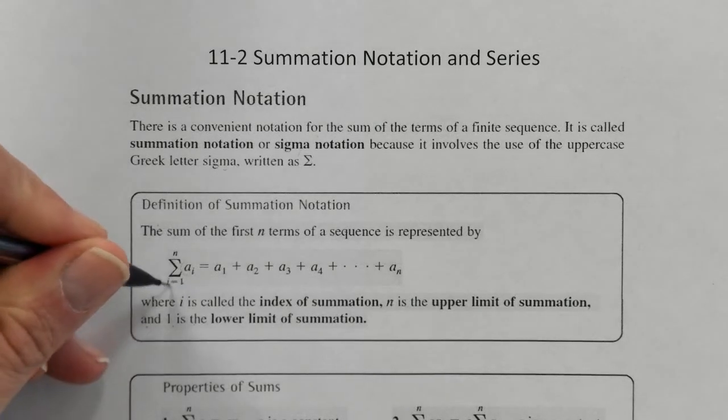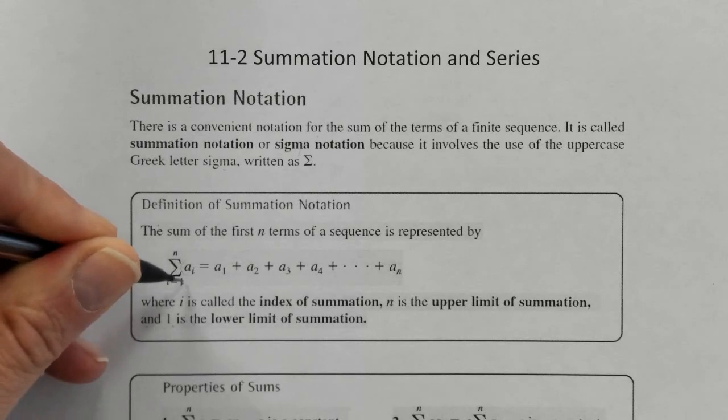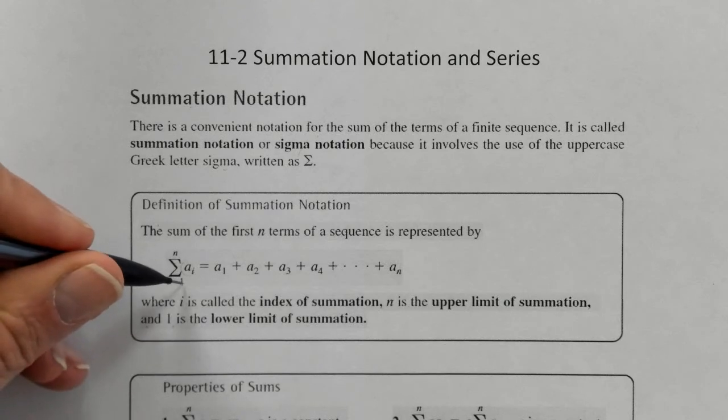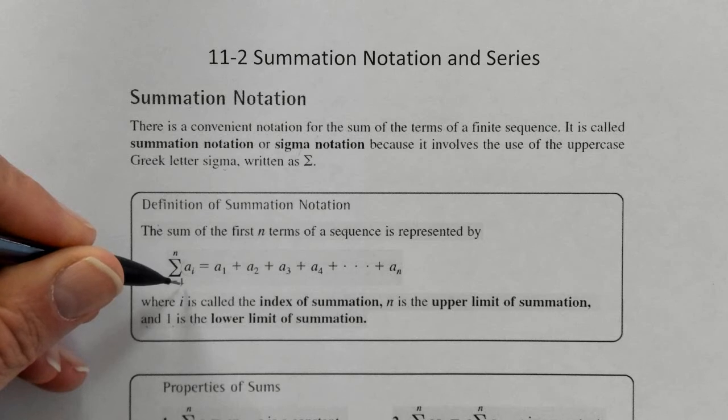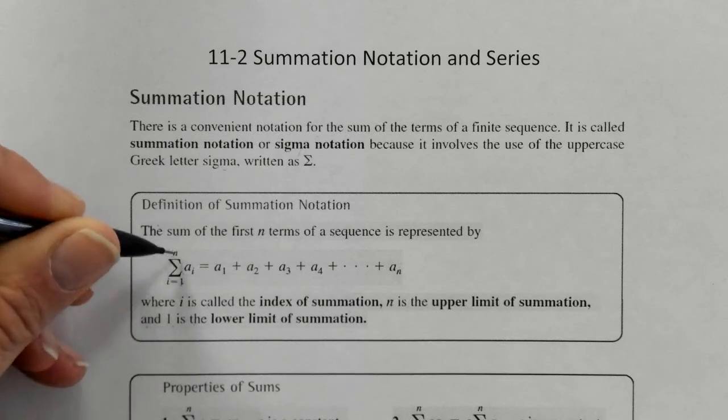And this bottom number here, that is the lower limit. So that's the number that you start adding together. Typically it's 1, but it doesn't always have to be 1, so your sum doesn't have to start with the first term in the sequence. This could be a different number. And then n is going to be the ending term of your sum. So you would add up all the terms in between these two numbers.